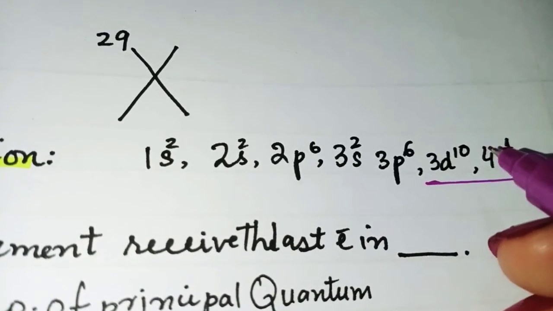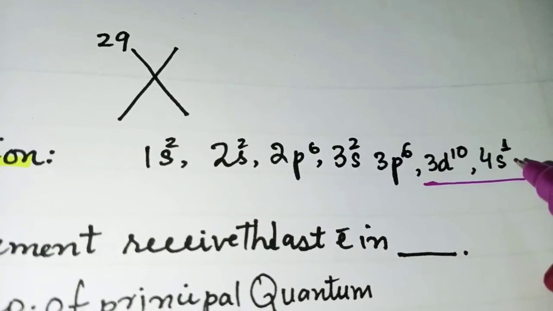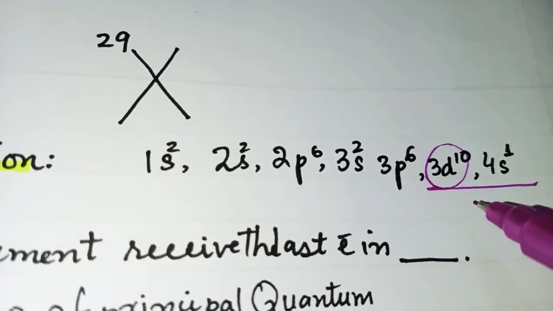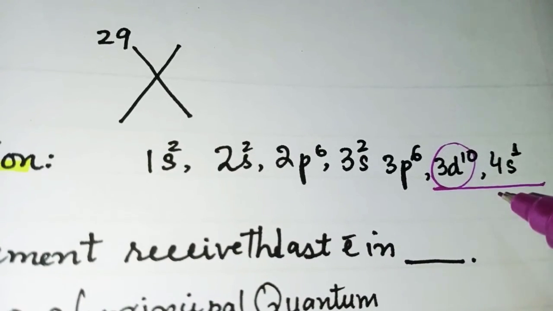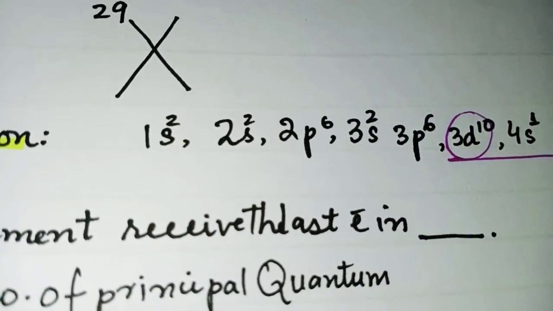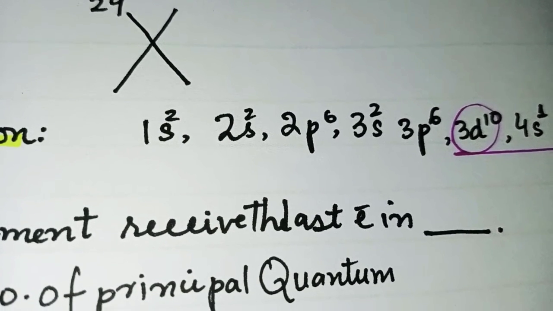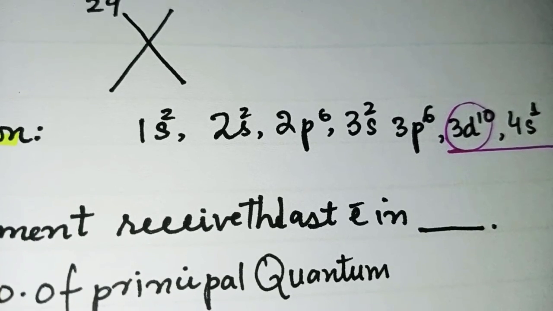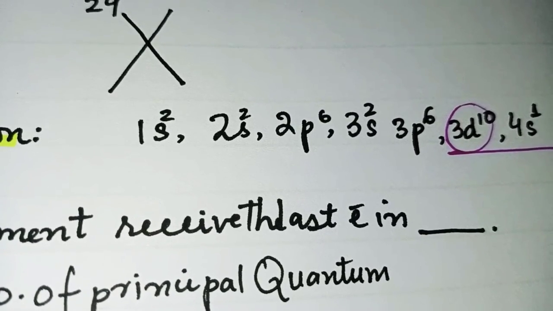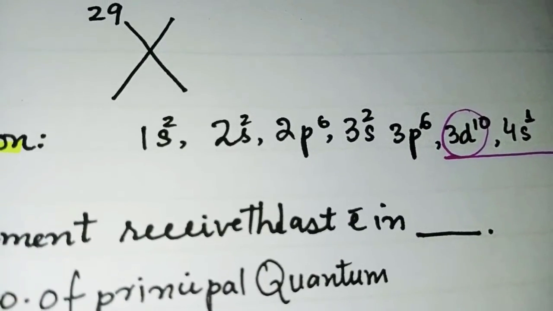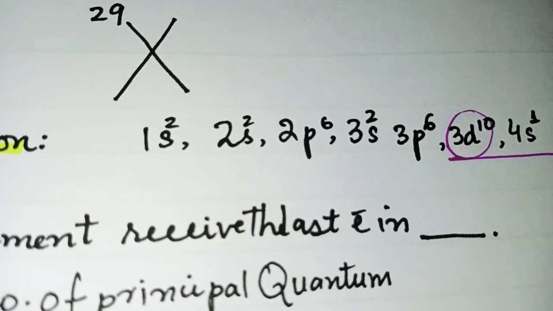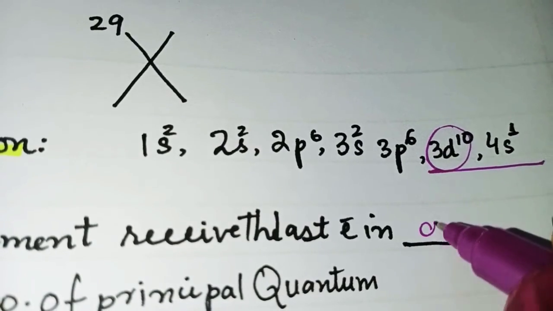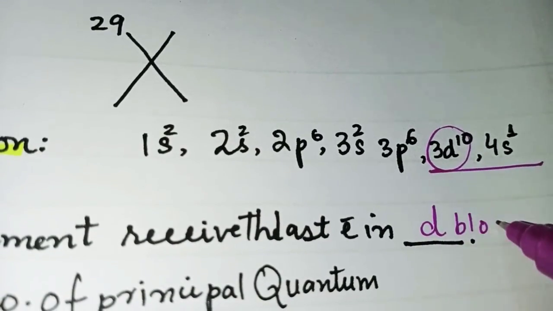So kids, according to n plus l rule, 3d would be the orbital which gets the last electron. So I told you that in order to predict the block number, you have to see which orbital is actually receiving the last electron. So in this case, the last electron is in 3d orbital according to n plus l rule. I hope you are familiar with that as well. So the block is d block.